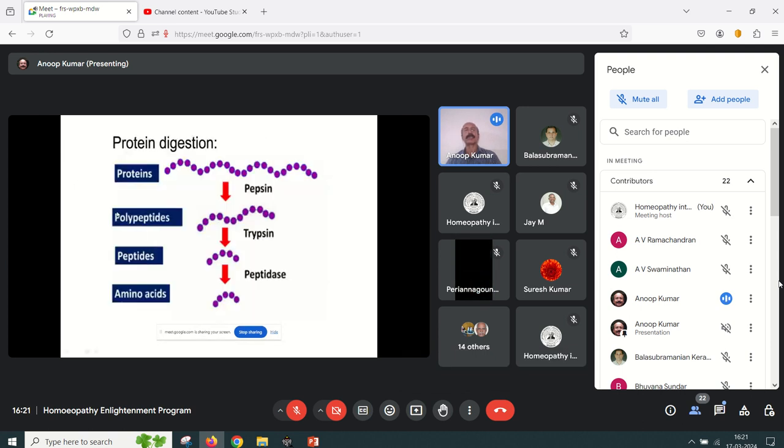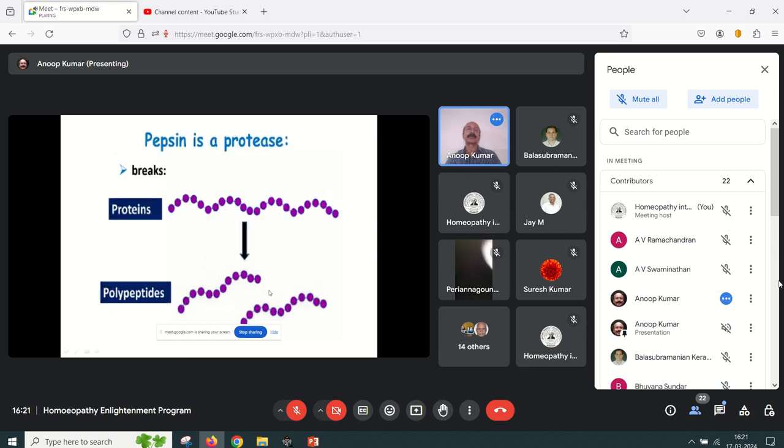So you can see these will be polypeptides, and by digestion they will be broken down into peptides, and the peptides will be broken down into amino acids by peptidase enzymes.